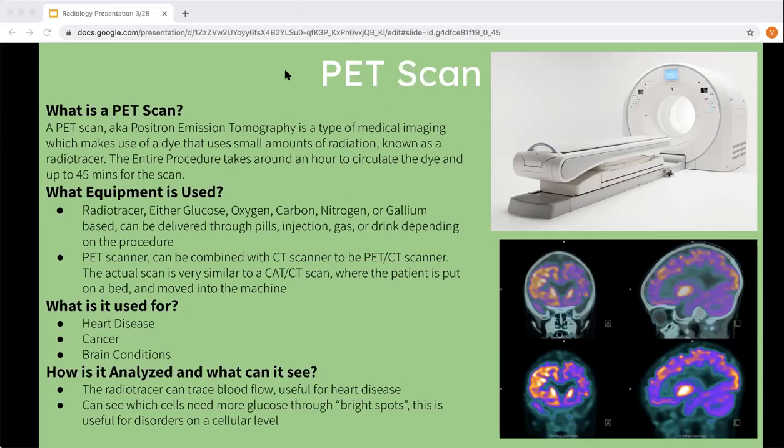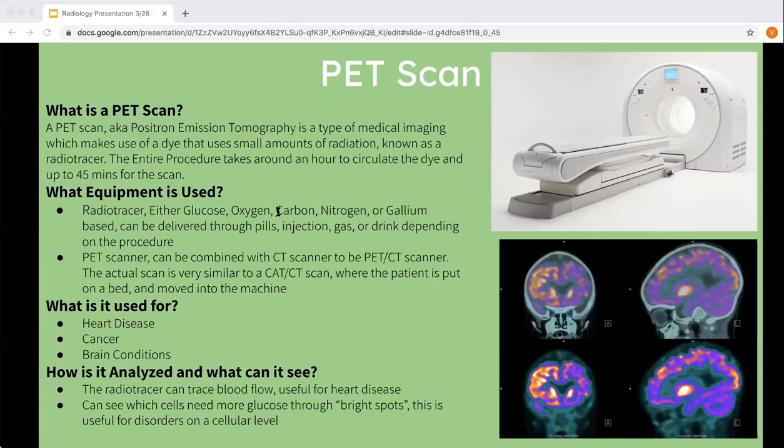Now, when the tracer is taken, it will usually take an hour to circulate or reach the targeted areas in your body. You are then put on a bed and moved into the scanner slowly. It's the same as a CT or CAT scan, and you remain very still for the process. The technician may tell you to hold your breath during this process.